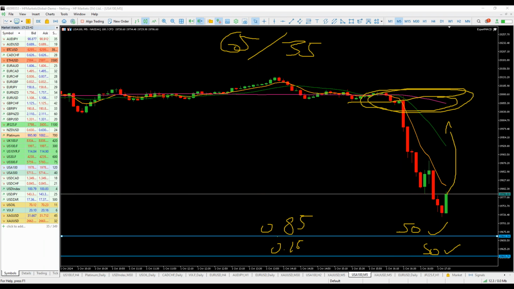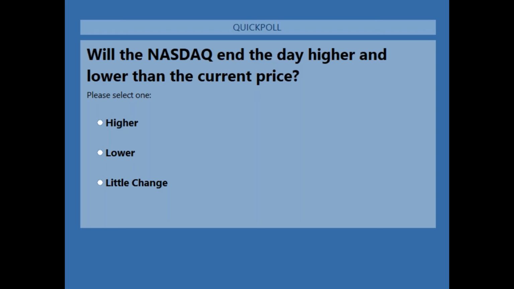So let's have the last poll, because we've been speaking now for 50 minutes and I don't want to keep people here for too long. And then we'll end today's webinar. Will the NASDAQ end the day lower or higher than the current price? This is the last poll of the day. People are voting much quicker. If people have questions, by the way, feel free to ask. Somebody says here, will you send the webinar to our email? Yes, of course. The email will be sent with the webinar recording on Thursday.